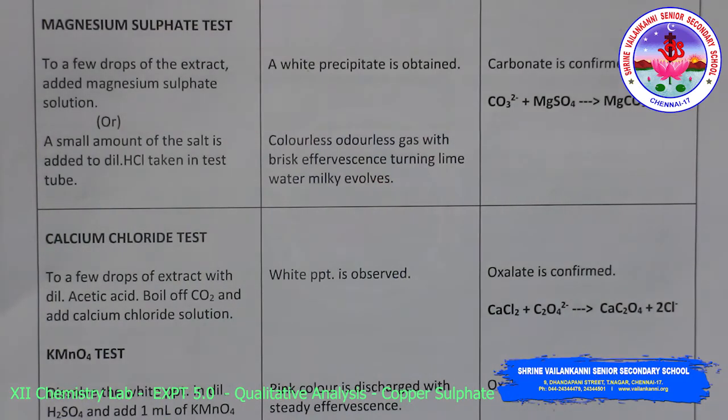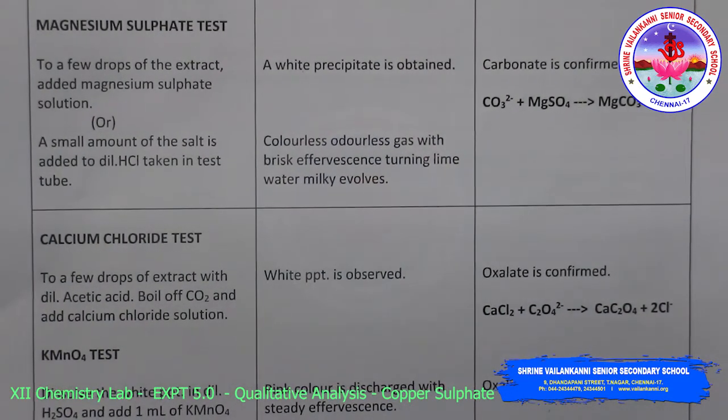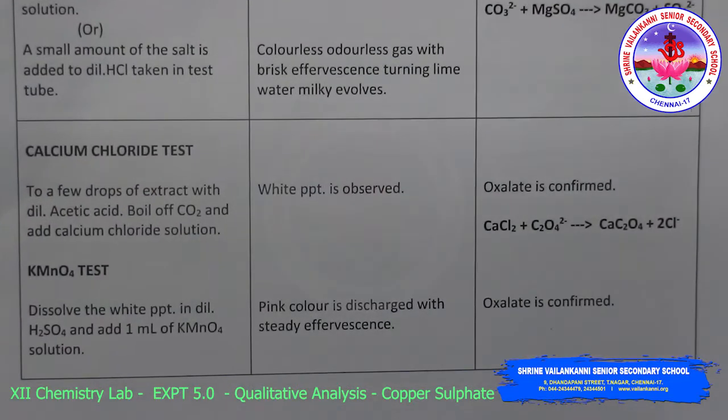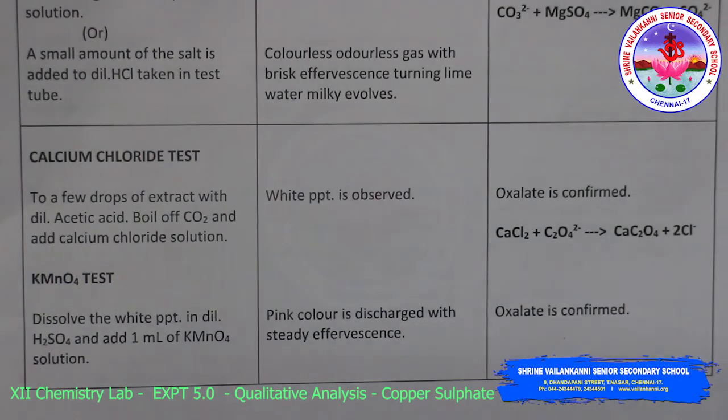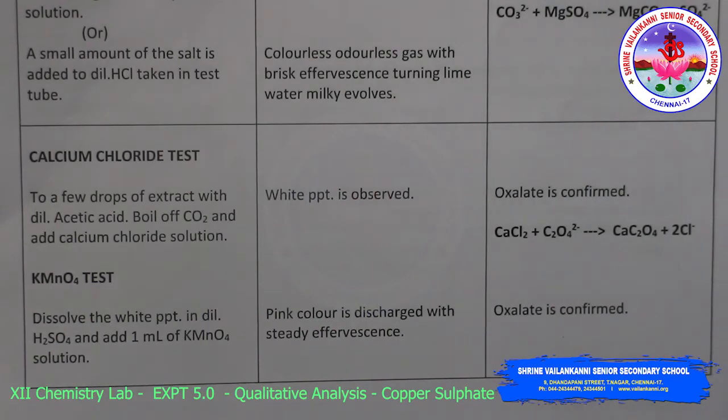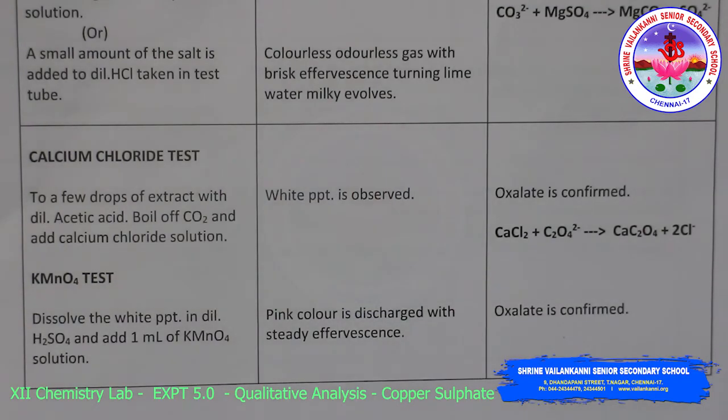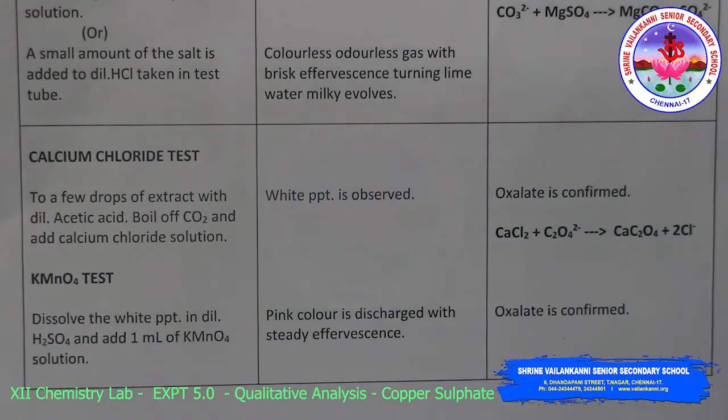So it also indicates carbonate. Then the calcium chloride test. To a few drops of extract add dilute acetic acid, boil off the carbon dioxide gas and add calcium chloride solution; a white precipitate is observed, which indicates oxalate. Then the potassium permanganate test. Dissolve the white precipitate in dilute sulfuric acid and add 1 ml of potassium permanganate solution. The pink color is discharged with steady effervescence, which indicates oxalate is confirmed.